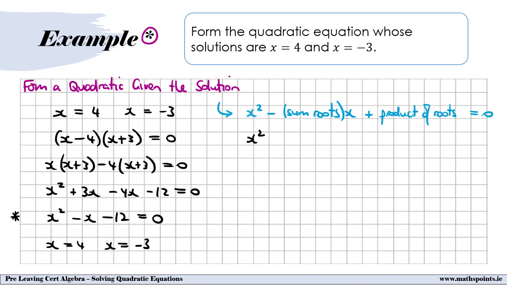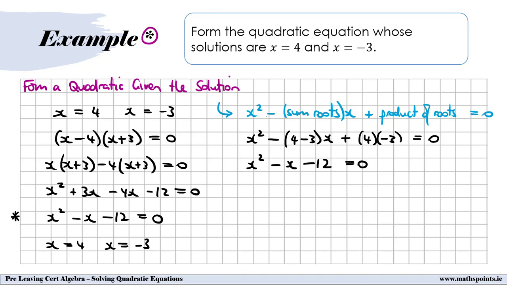So it's x squared minus, now the sum of the roots means the two roots added together, so that's 4 plus minus 3, and that's going to be multiplied by x, and then plus the product of the roots, which is the two roots or the two solutions multiplied by each other, so that's 4 times minus 3, and we have that equal to 0. So this is x squared minus, 4 minus 3 is just 1, so that's minus 1x. And then 4 times minus 3 is minus 12.